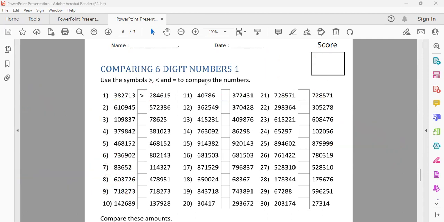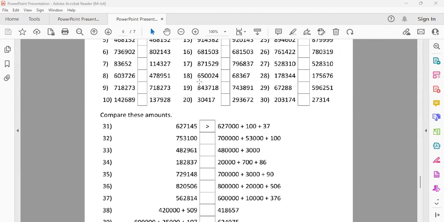Big, small, bigger, smaller, and equals. Use them and complete this exercise. Let's clear this now and move on to the second part.